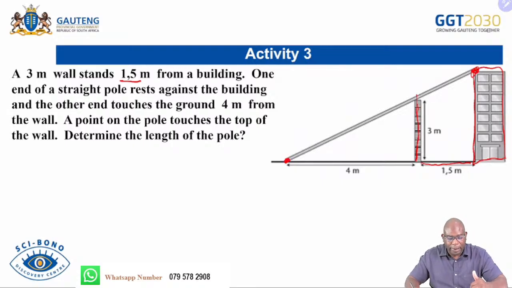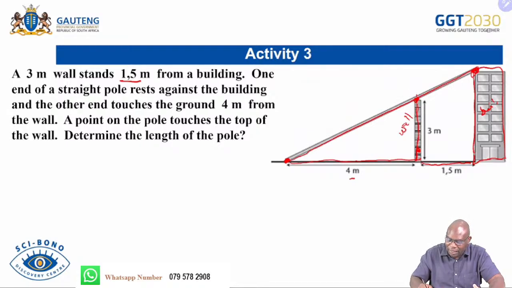Right. 4 meters from the wall. So here's the wall, remember? Here's the building, here's the wall. So now they say it's 4 meters to the wall. So that's 4 meters. A point on the pole touches the top of the wall, right? Now we need to determine the length of the pole. So we need to determine the whole length of that pole.